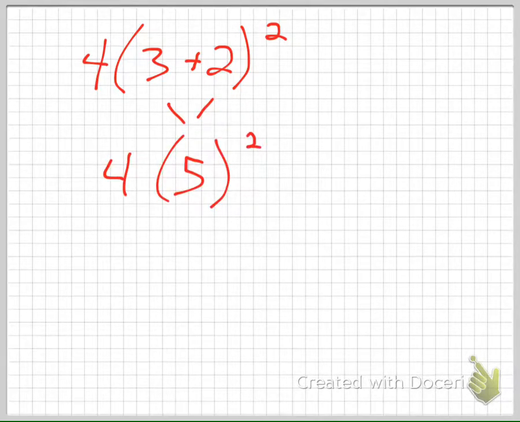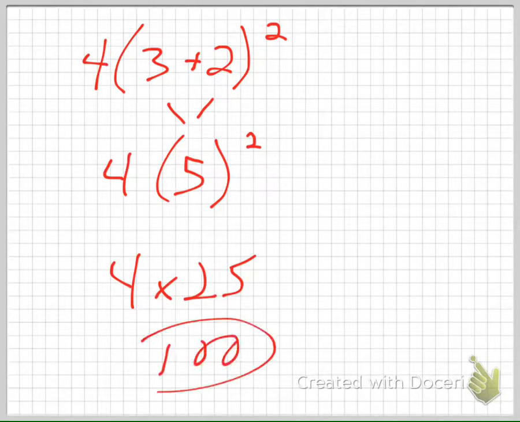Do I do 4 times 5? No. It seems like you would. It just looks easy. You could easily make this mistake. It's not 4 times 5. It's 5 squared first, which is 25. Then 4 times 25, which is 100. It's important that you see and use the order of operations. We're now going to use exponents in our order of operations. Okay, try this one then.